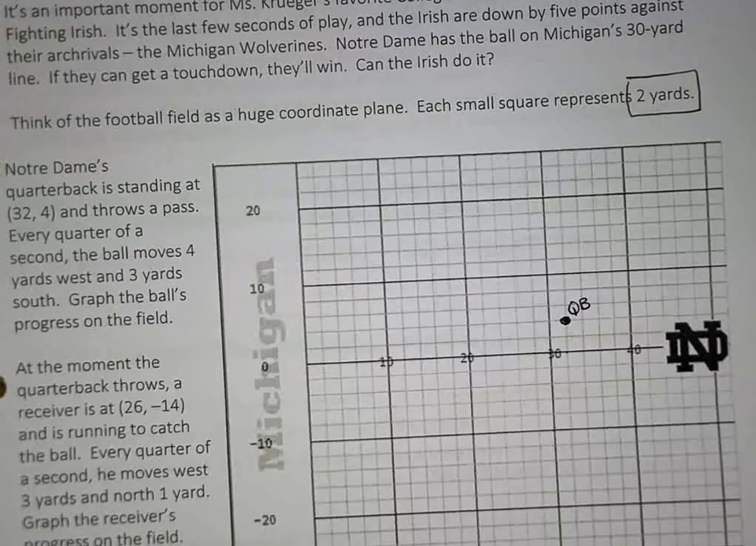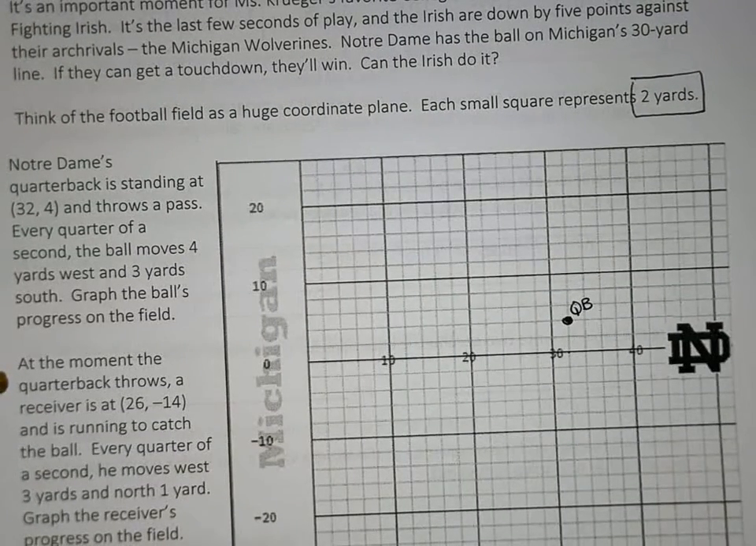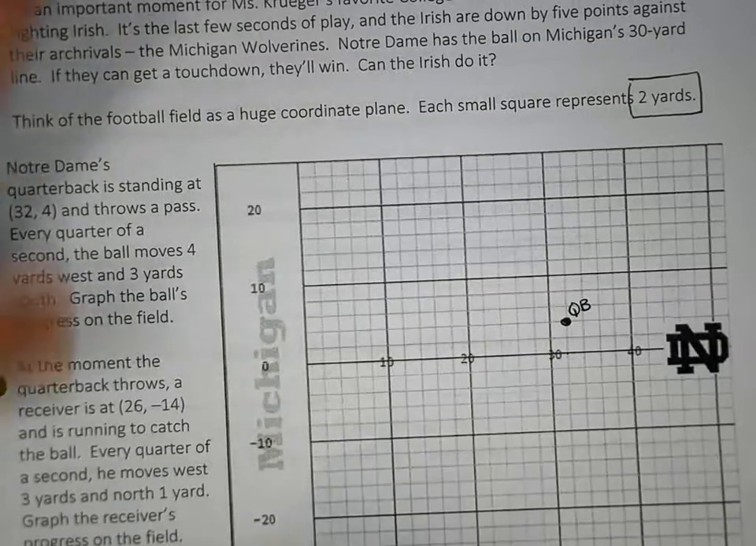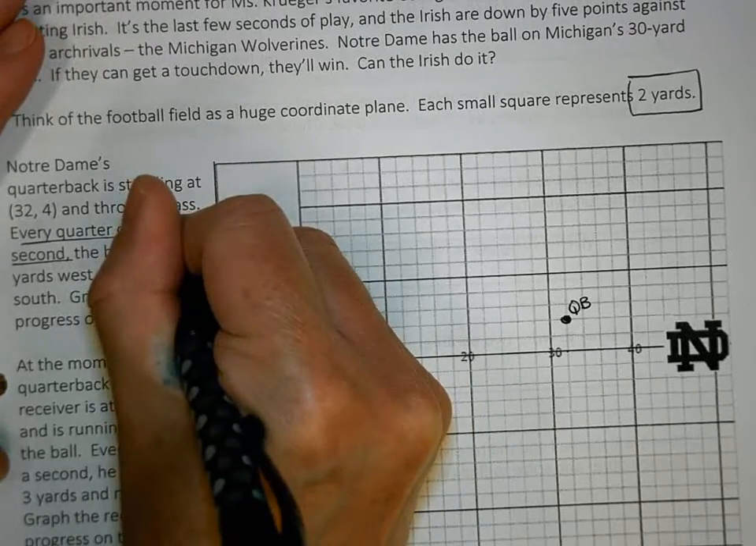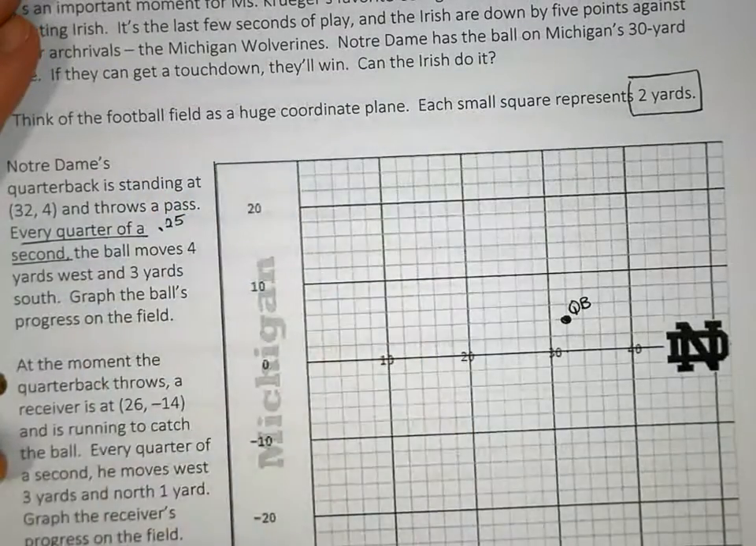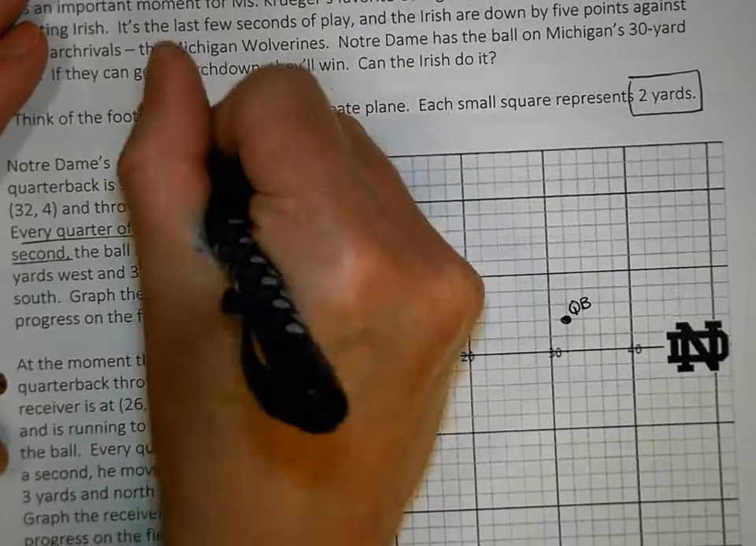Every quarter of a second, the ball moves 4 yards west and 3 yards south. Graph the ball's progress on the field. So every quarter of a second, that's 1/4 of a second, time 0.25. So 4 yards west and 3 yards south.